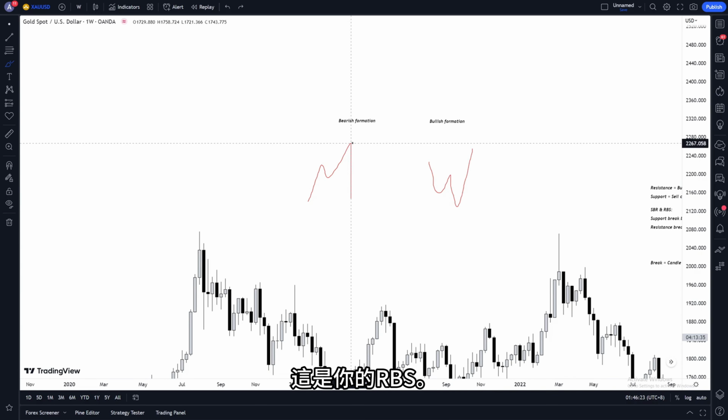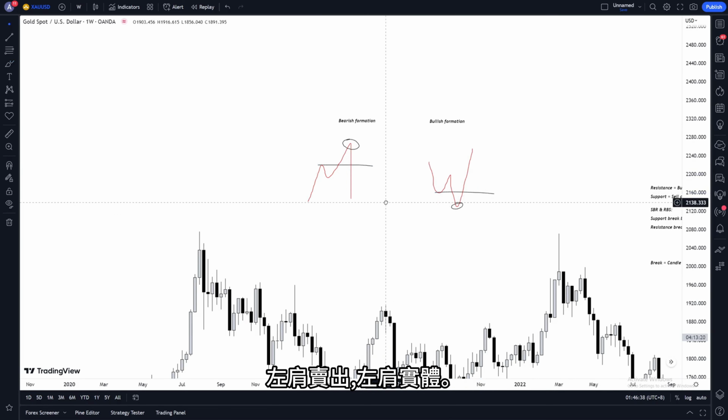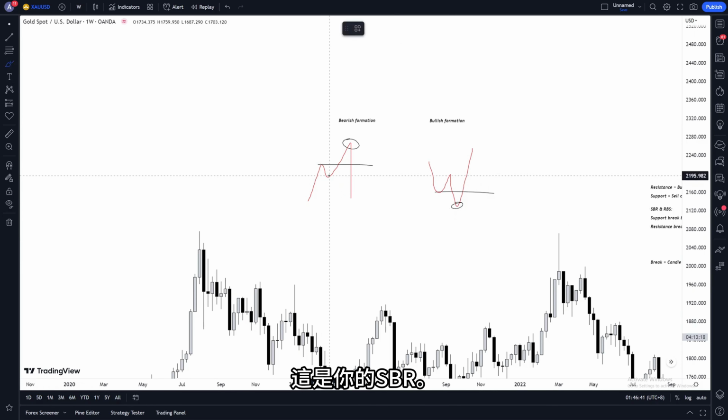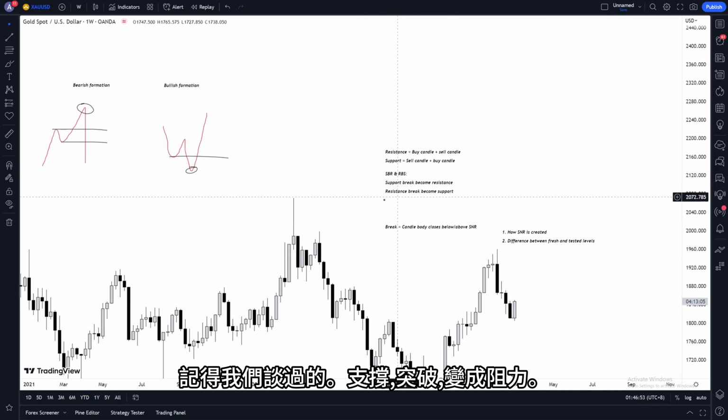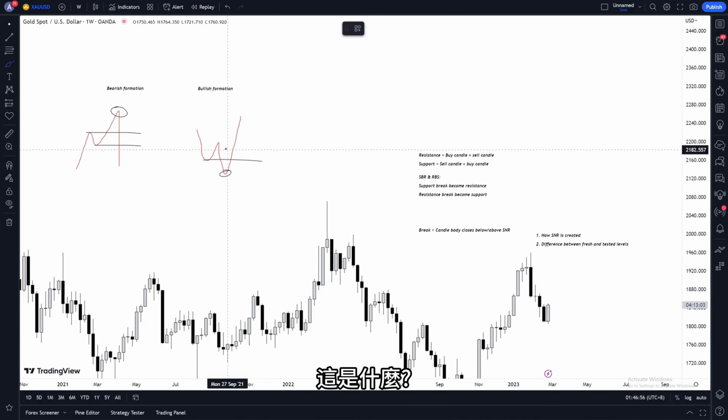This is your left shoulder. I'll show you how to draw that in a second. Left shoulder. Left shoulder sell, left shoulder buy. And this is your SBR. Why is this called SBR? Why not RBS? What does SBR mean? SBR just means support, break, become resistance. Remember we talked about that. Support, break, become resistance. This is what? RBS, why? Resistance, break, become support.